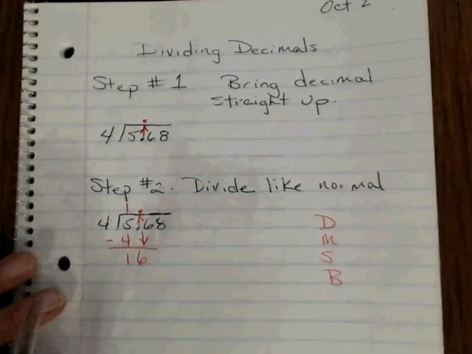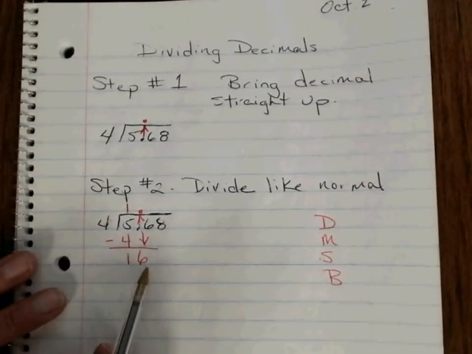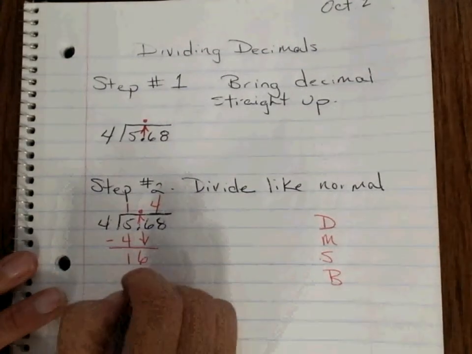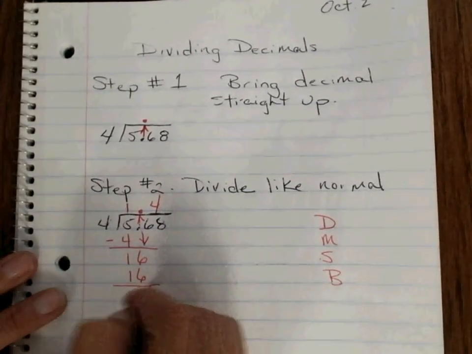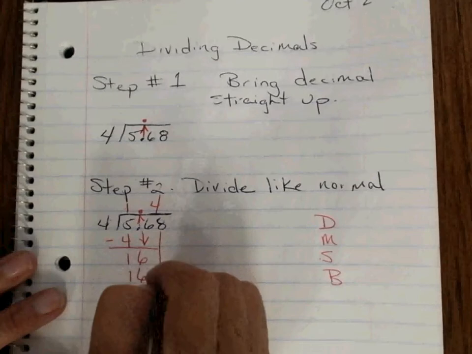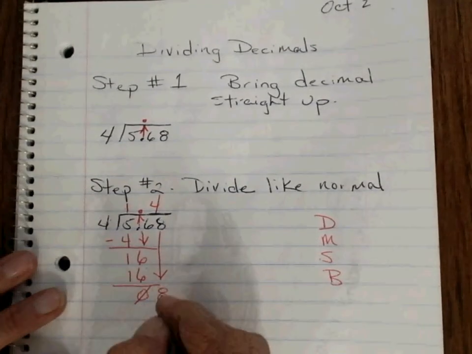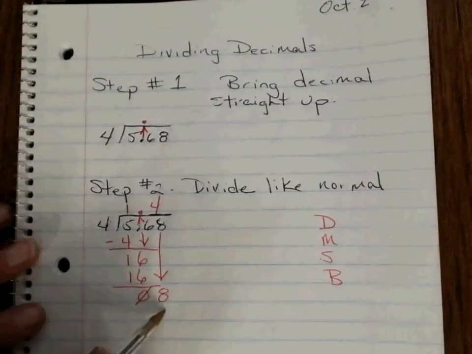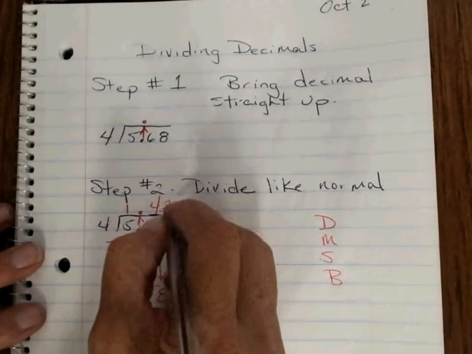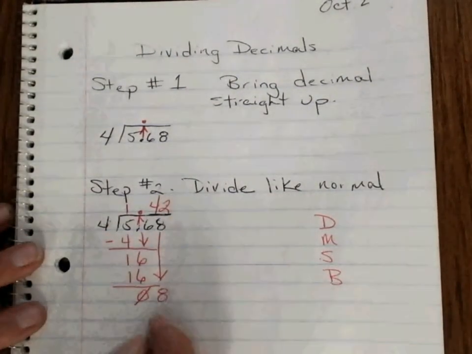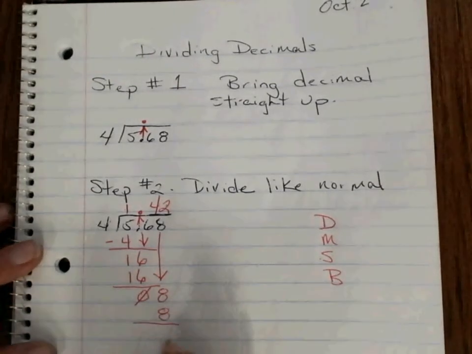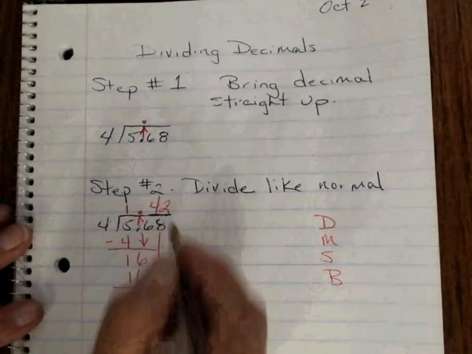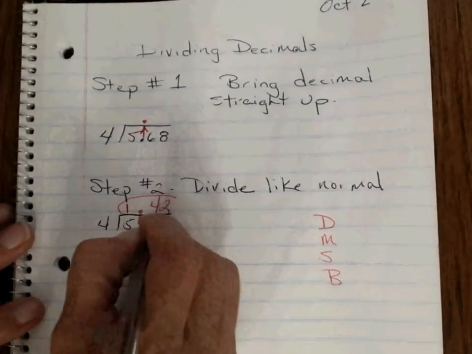How many groups of 4 can fit into 6? 1. 4 times 1 is 4... 4 times 4 is 16. Subtract. And now I have one more digit to bring down, right? Bring down the 8. How many groups of 4 will fit into 8? 2. 2 times 4 is 8. Subtract. I have no more digits to bring down, so I'm finished, and my answer is 1 and 42/100ths.